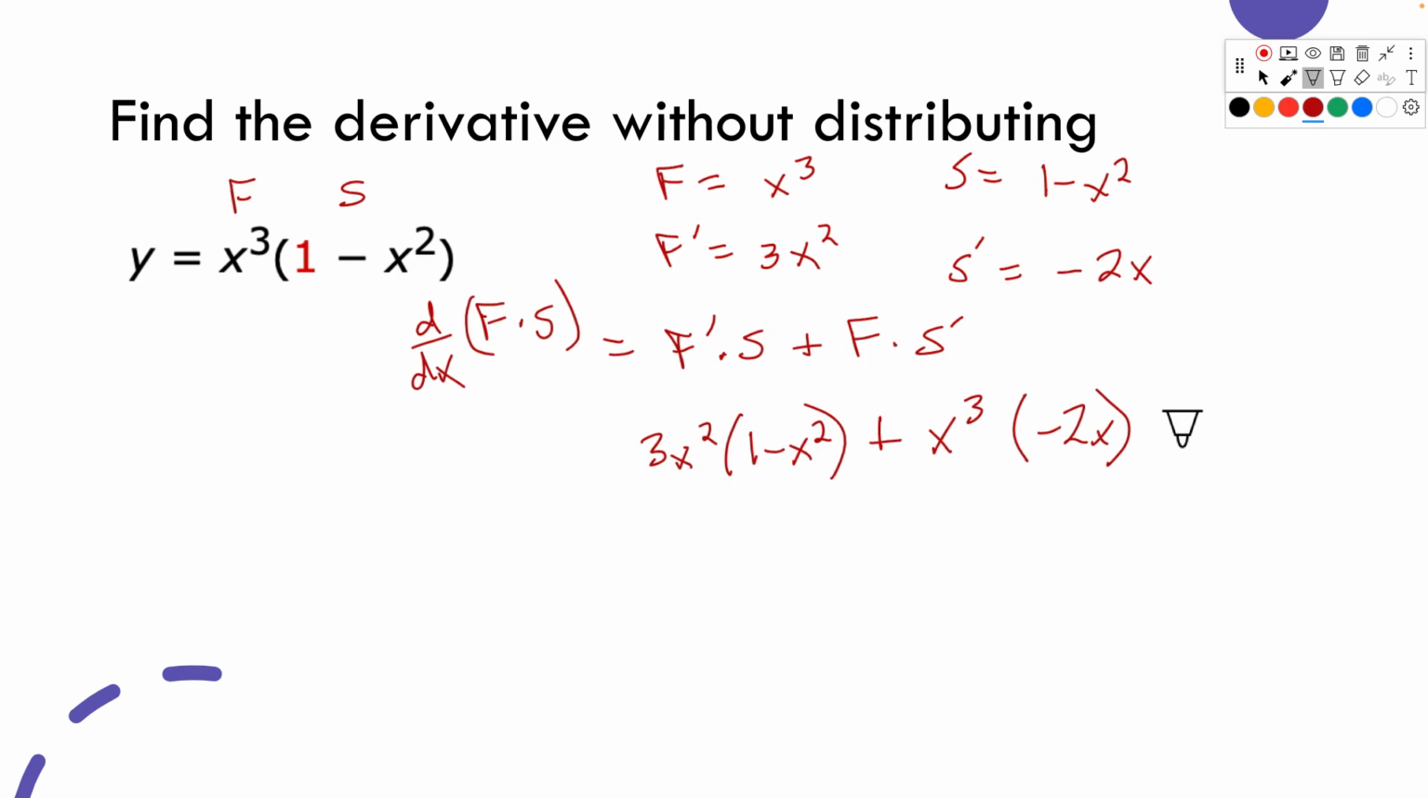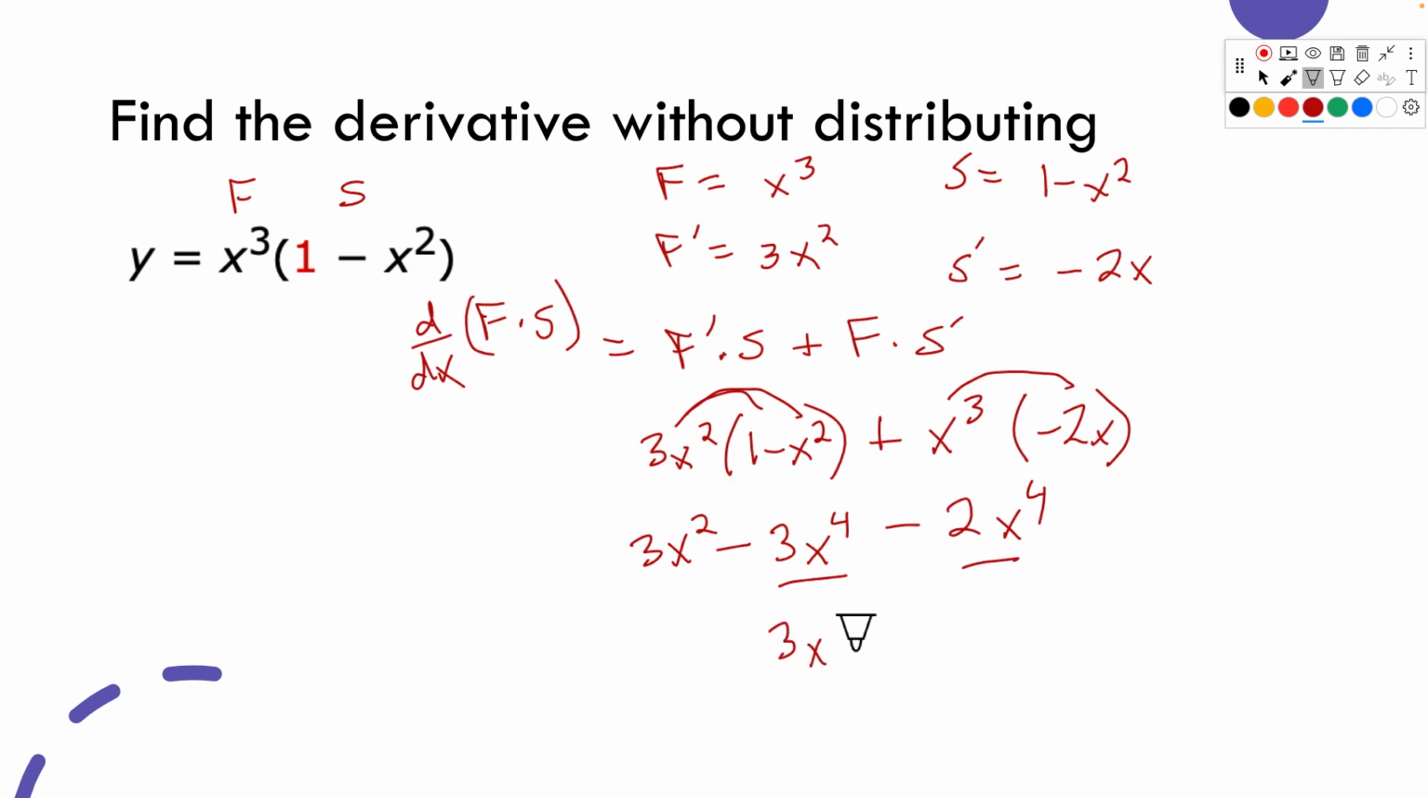And then like terms. So I'll do 3x squared times 1. 3x squared times negative x squared, that gives us negative 3x to the fourth. Over here, we're going to get negative 2x to the fourth. We have some like terms we can combine. So we get 3x squared, negative 3 and negative 2 is negative 5x to the fourth.